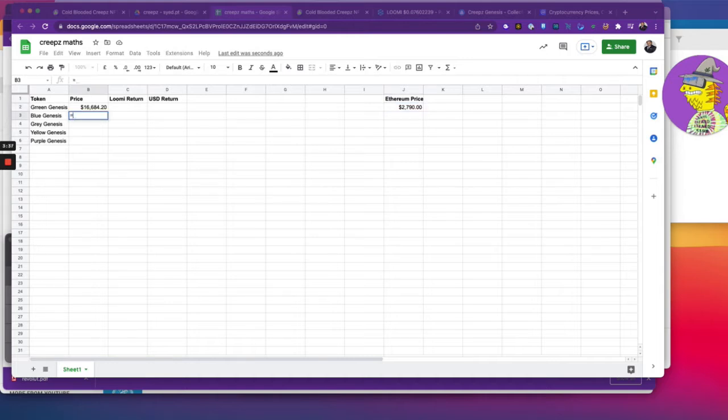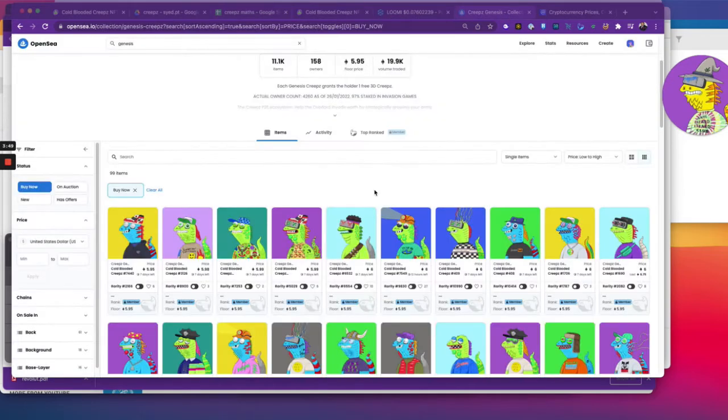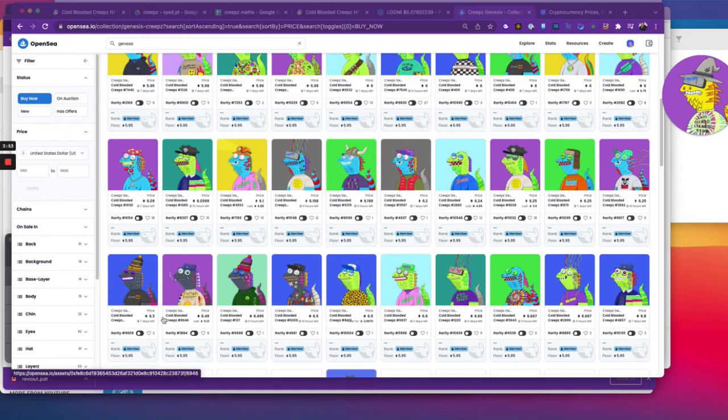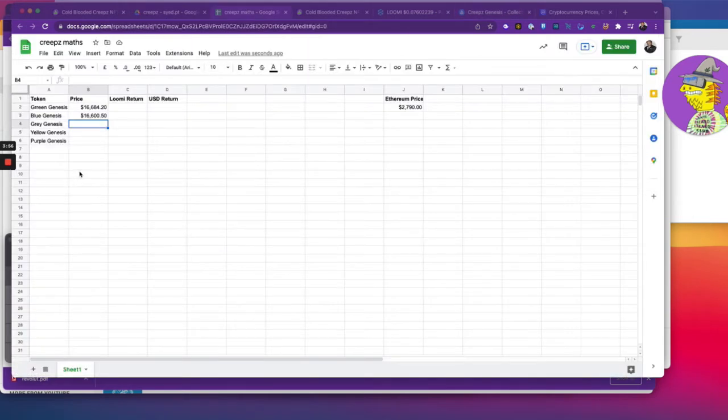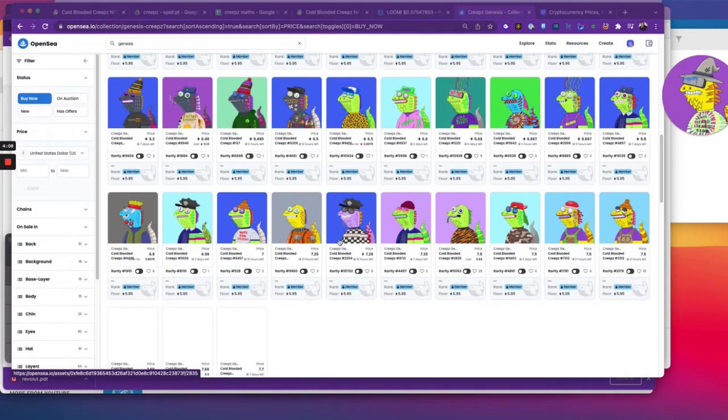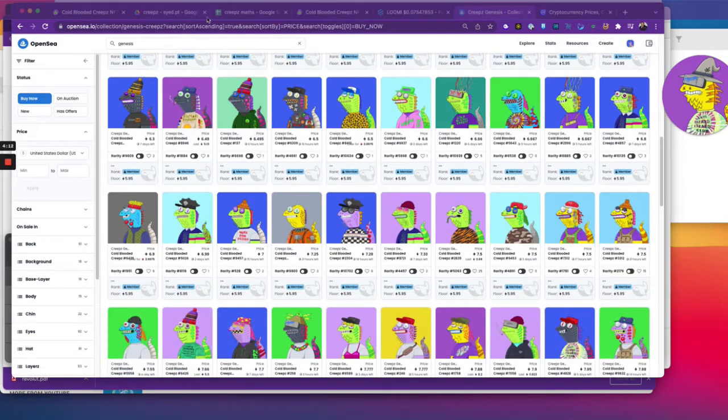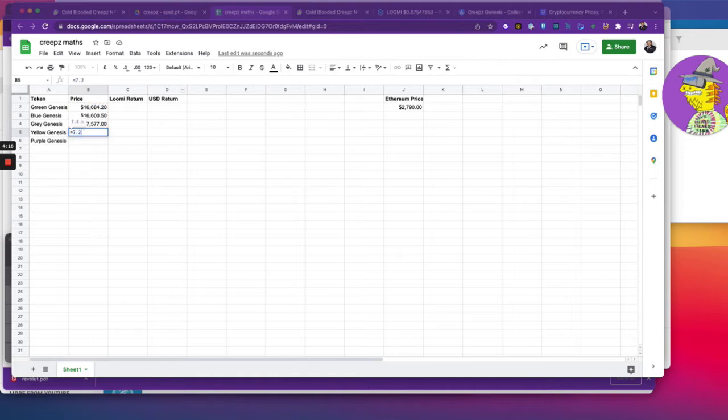And then this one is going to be Ethereum times 5.95. How much would a gray cost us? The cheapest gray is 6.3, so let's put that down: equals this times 6.3. And a yellow would cost us, the next yellow down is 7.25 and 7.29, so this is going to be 7.25 times this one. Okay, so these are the prices for the different Creepz.